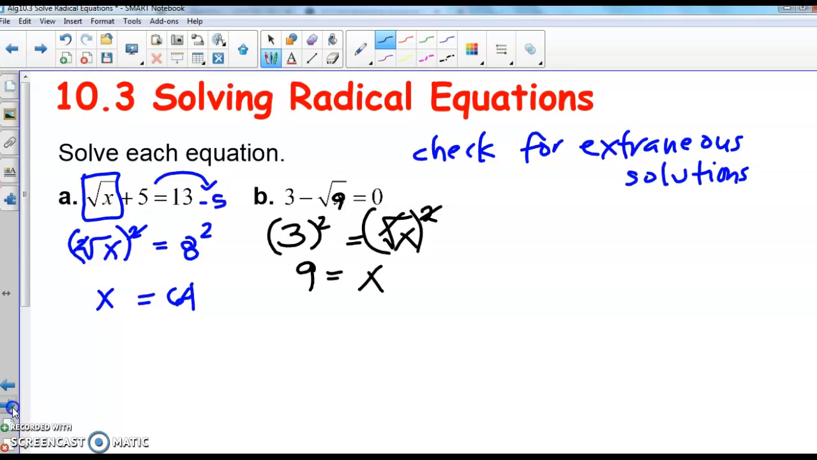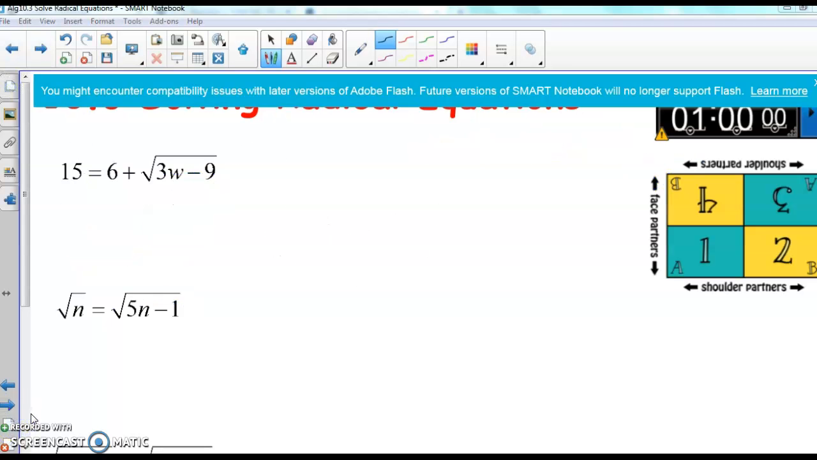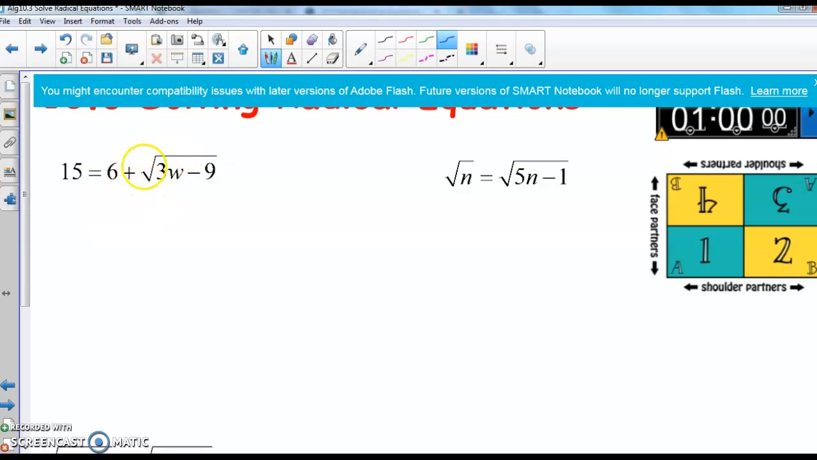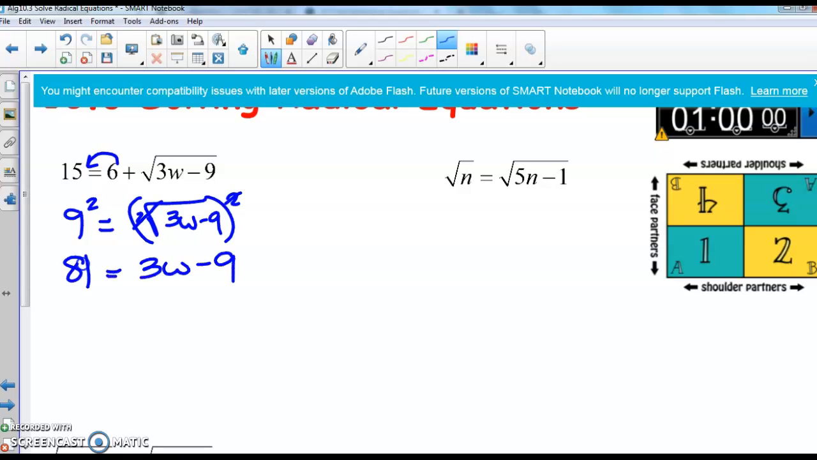What if the radicand is a binomial, as in this one? Let me move it over here. First, remember you have to isolate the radical expression. So move the 6 over. 15 take away 6 is 9, equals the square root of 3w minus 9. Now you have to square both sides. So square 9, and you also have to square this one. The index here is 2, so they cancel each other out. So 9 squared is 81, equal to 3w take away 9.